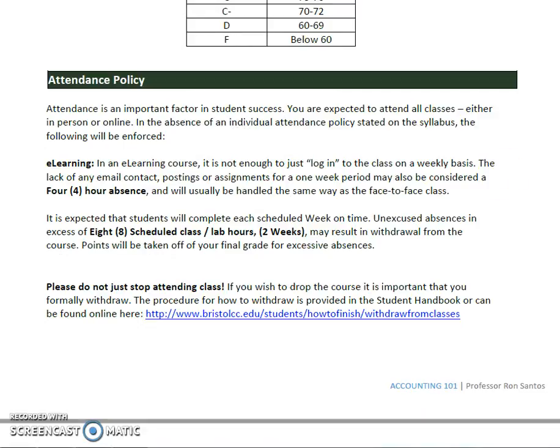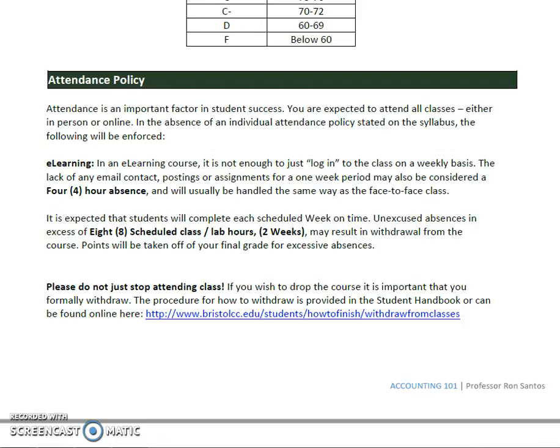The attendance policy. It's an important factor in student success. You're expected to attend all classes, even if they're not in person, but online. In the absence of an individual attendance policy stated on the syllabus, the following will be enforced. So this is the e-learning policy. It's not enough to just log into the class on a weekly basis. The lack of any email contact, posting, or assignments for a 1 week period may also be considered a 4-hour absence and will usually be handled the same way as a face-to-face absence.